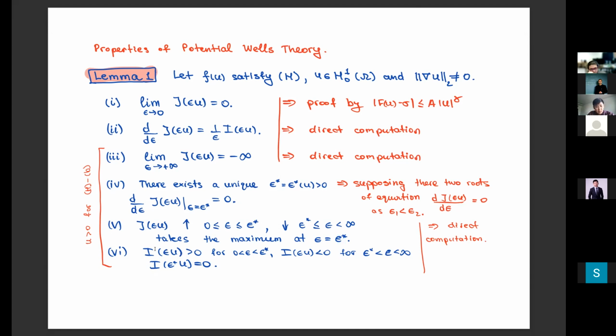Also, the same holds for the Nehari functional, which is positive on this interval and negative on this interval, and will be 0 at this maximum. And yeah, it's a direct computation too. But usually we take this one as 1 to be easy.